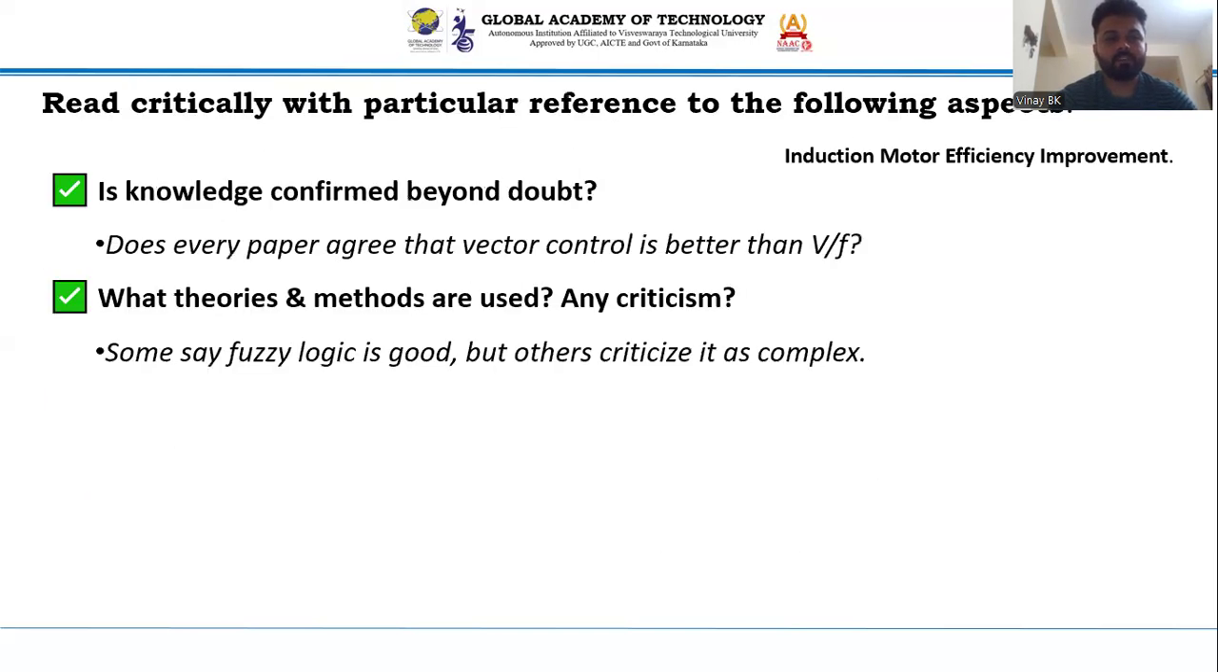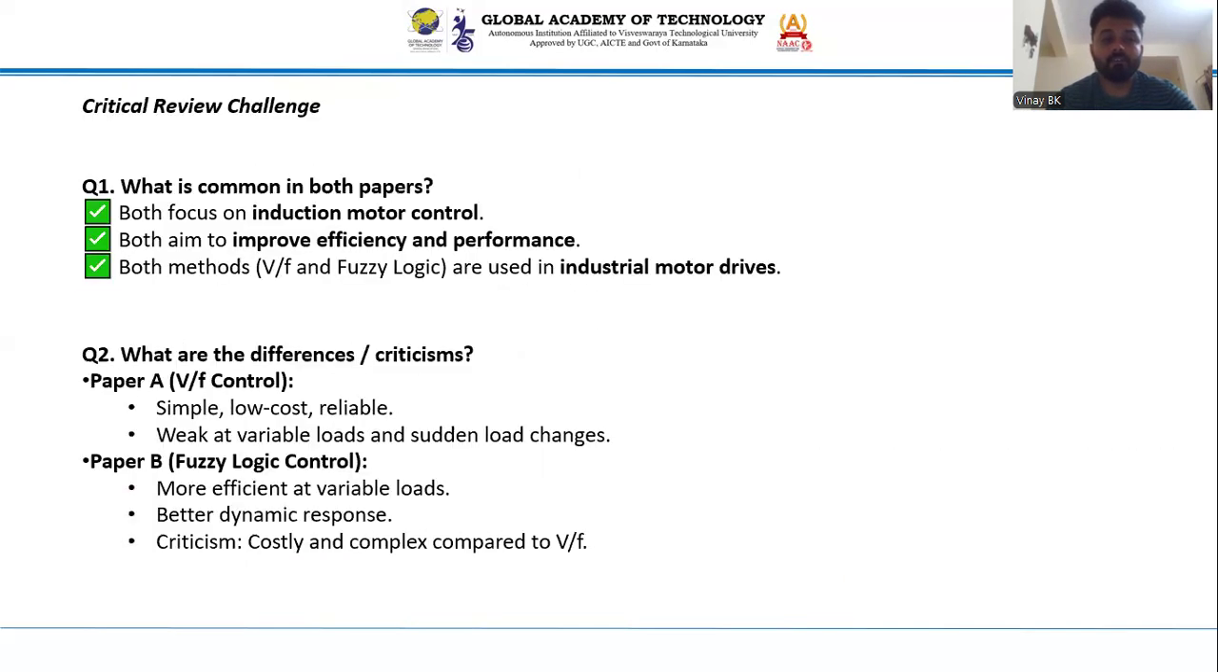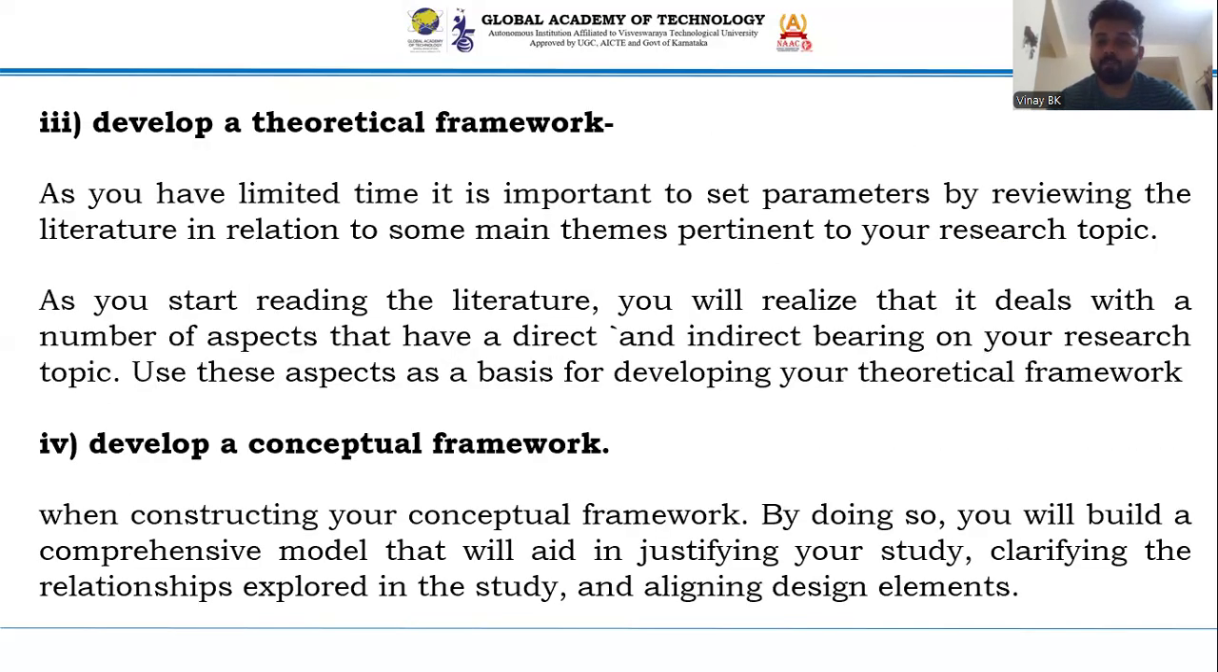After the second point, that is critical review of the literature selected, the third point is to develop a theoretical framework. As you have limited time, it is important to set parameters by reviewing the literature in relation to some main themes pertinent to your research topic. As you start reading the literature, you will realize that it deals with a number of aspects that have a direct and indirect bearing on your research topic. Use these aspects as a basis for developing your theoretical framework.